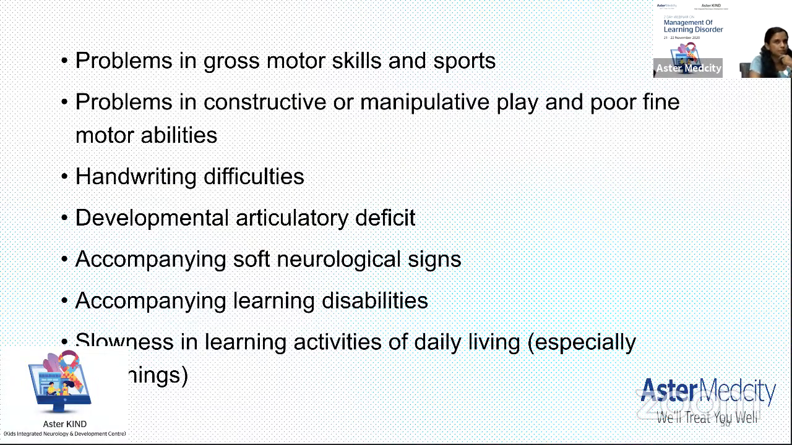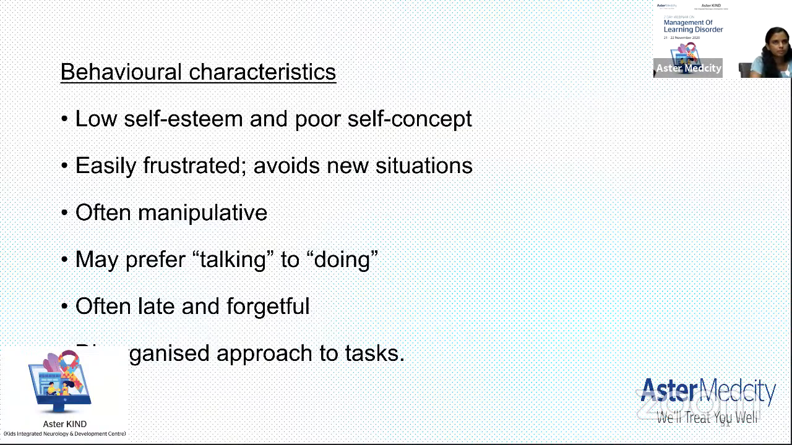The other problems are problems in gross motor skills as well as in sports, problems in constructive or manipulative play, and handwriting difficulties. They may accompany learning disabilities too, with slowness in learning activities of daily living, especially in writing patterns and all. Their behavioral characteristics include low self-esteem and poor self-concept. They may get easily frustrated. They avoid new situations and are often manipulative, or they may prefer talking to doing. They'll be more talkative, and often late and forgetful. They'll be disorganized in approaching tasks.